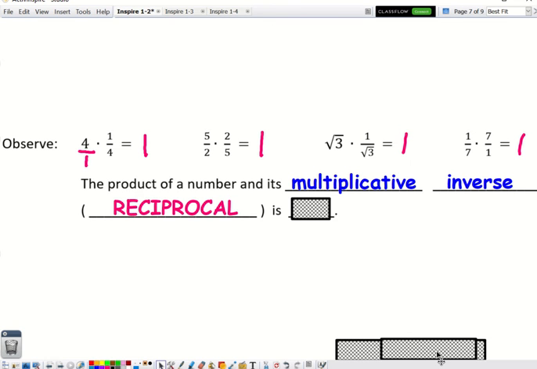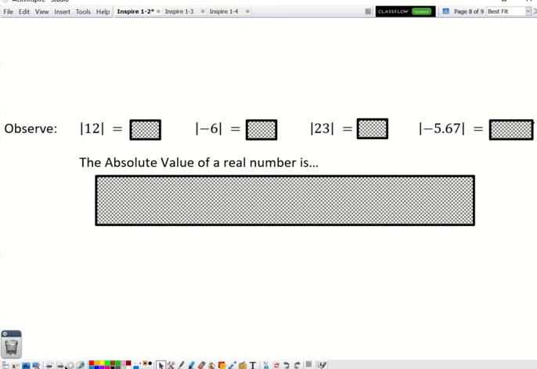Reciprocals, or as I sometimes say, wait for it, reflipricals. Get it? Flipricals, because you're flipping. Because when you flip 5 over 2, you get 2 over 5. And the bottom line is that whenever you multiply reciprocals together, you always get 1. It's just the way it goes.